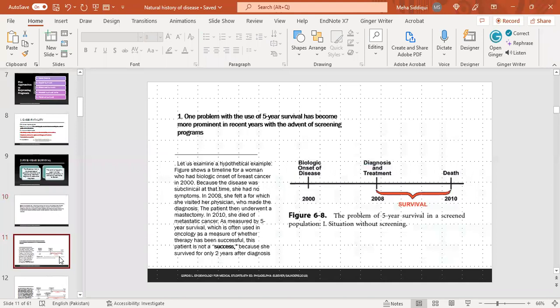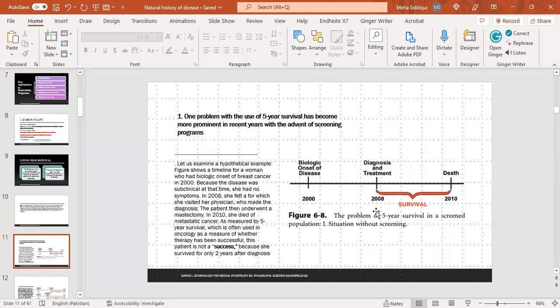Now, there are some problems with 5-year survival. First is that the use of 5-year survival has become more prominent in recent years with the advent of screening programs. For example, this is a small hypothetical example. This timeline shows a woman who had biological onset of breast cancer in 2000, but because the disease was subclinical at that time, she had no symptoms. However, in 2008, she felt some lump, for which she visited her physician, who made the diagnosis.